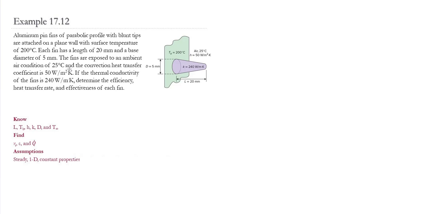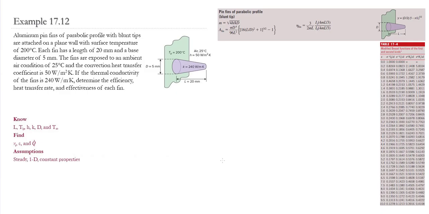If the thermal conductivity of each fin is 240 watts per meter Kelvin, we need to determine the efficiency, the heat transfer rate, and the effectiveness for each fin. To solve this problem, we're going to assume steady state conditions, treat the fin to be one-dimensional, and have constant properties. In order to solve this problem, we're going to use tables that are in your textbook.